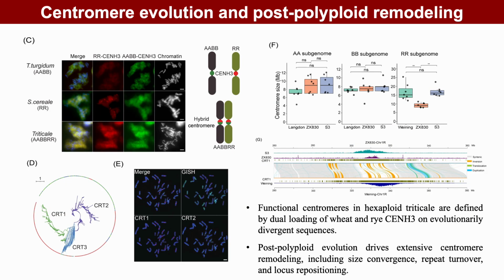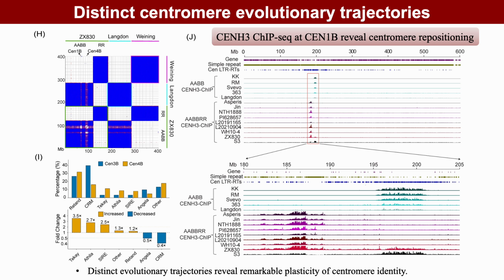Using subgenome-specific CENH3 antibodies, we found that functional centromeres are defined by dual loading of wheat and rye-derived CENH3 on evolutionarily divergent parental sequences. Comparative analyses further showed that post-polyploid evolution drives extensive centromere remodeling, including centromere size convergence, repeat turnover, and centromere repositioning. Several centromeres followed distinct evolutionary trajectories.